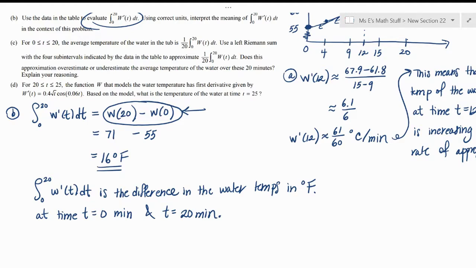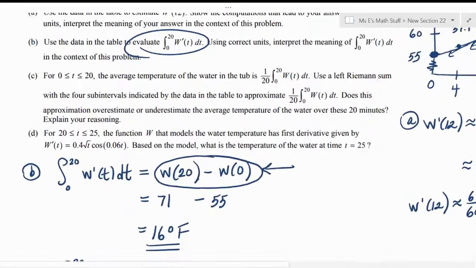Now moving on to part C, it says for t values between 0 and 20, the average temperature of the water in the tub can be found by taking 1 over 20, multiplying it by the integral from 0 to 20 of w(t) dt. First of all, I hope you do recognize that as something that you could have come up with instead of them giving it to you, because they do not always give that to you. So just recognize that as average value of a function. You have a flashcard for that.